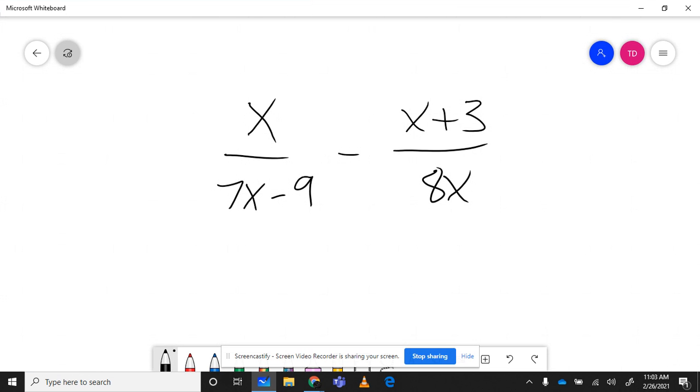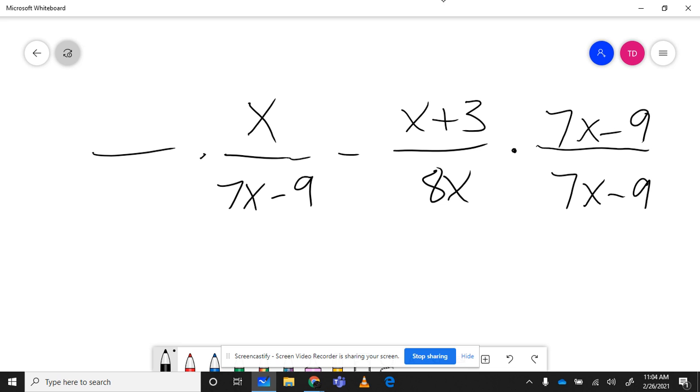Okay, here, these two denominators, I don't see anything really obvious about what common denominator we want to look for. So I'm just going to do the easy thing. I'm going to multiply the one on the right by the denominator on the left. And I'm going to multiply the one on the left by the denominator on the right.